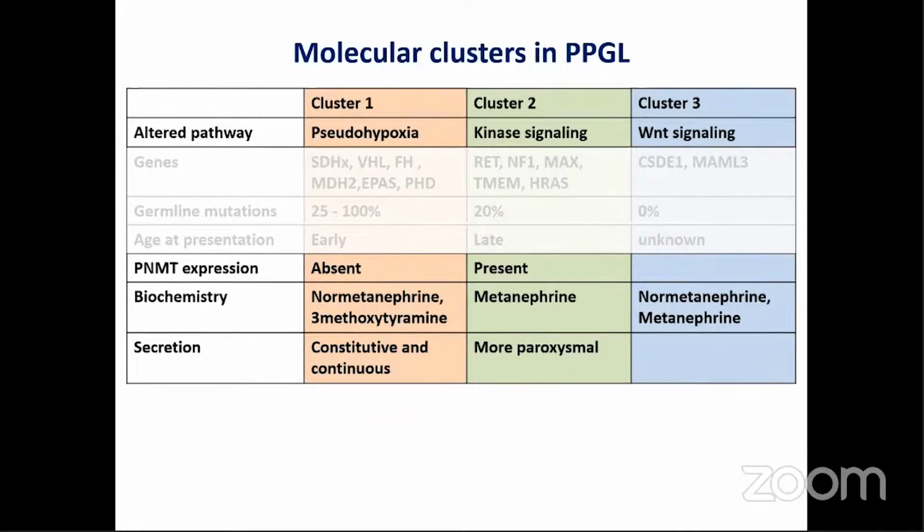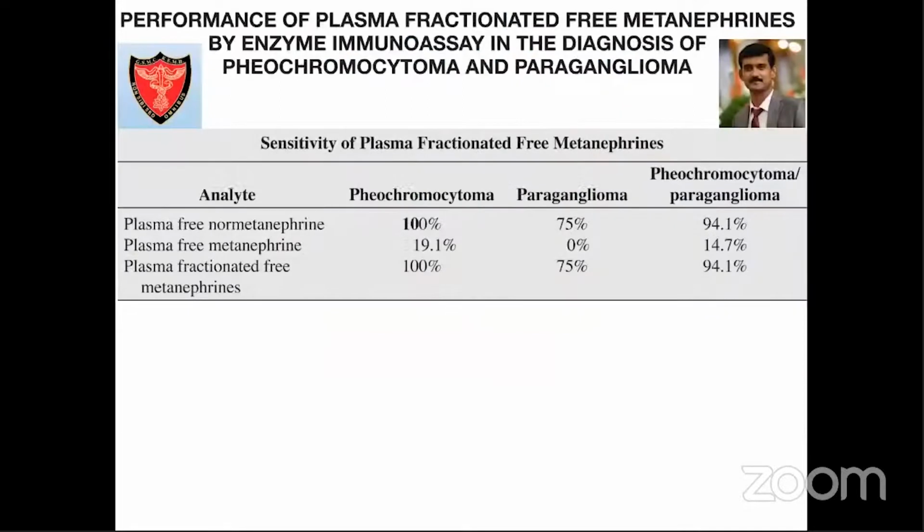So for that, we need to have fractionated metanephrines. In one of our very early studies of PPGL, as we can see here, we measured metanephrine and normetanephrine. Normetanephrine was elevated in all pheo patients, whereas even despite being an adrenal pheo, the metanephrine was elevated only in around 19% of the patients. That's the reason I would like to conclude that if you do only plasma-free metanephrine, it has a very low sensitivity.